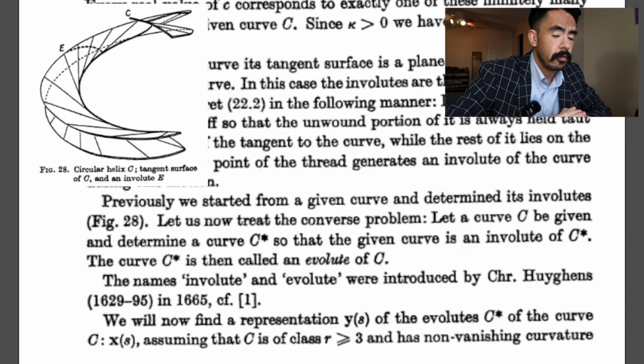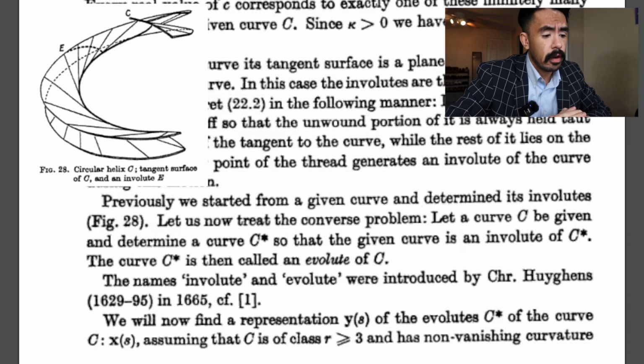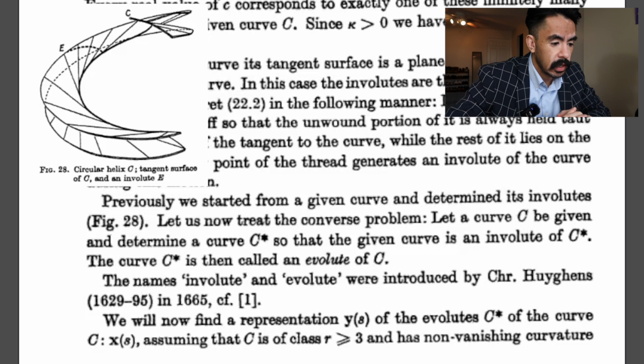Let us now treat the converse problem. Let a curve capital C be given and determine a curve C star so that the given curve is an involute of C star. The curve C star is then called an evolute of C.